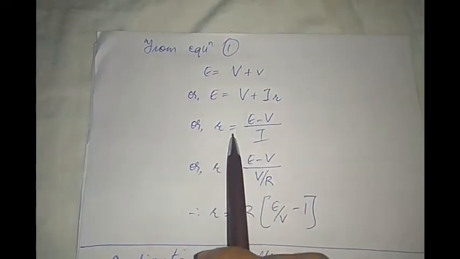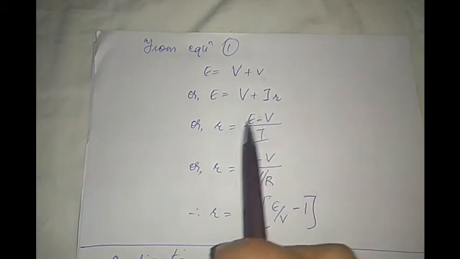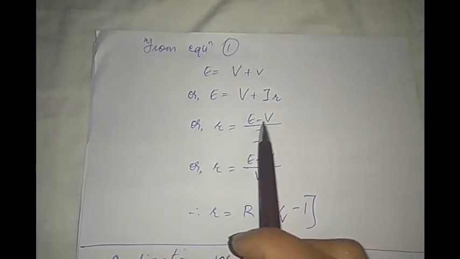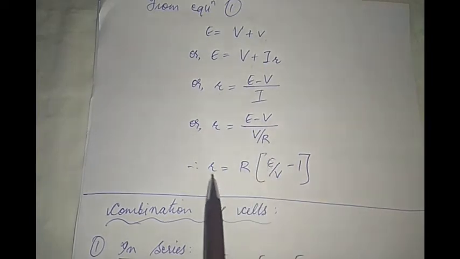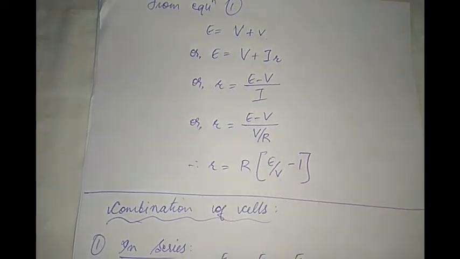We just want to get an expression for the internal resistance. So from here, internal resistance r is E minus capital V divided by I. So R is this, because I is V upon R. Check the calculation. Sometimes you might need it for doing numericals.